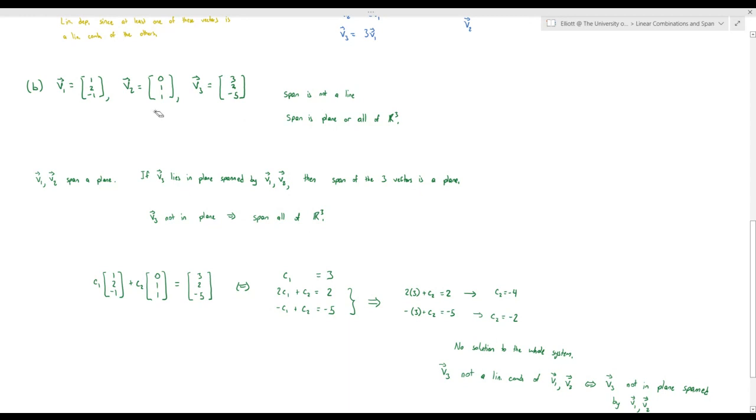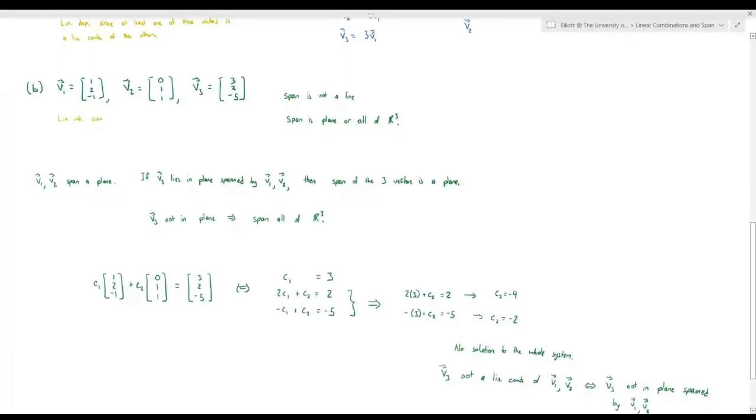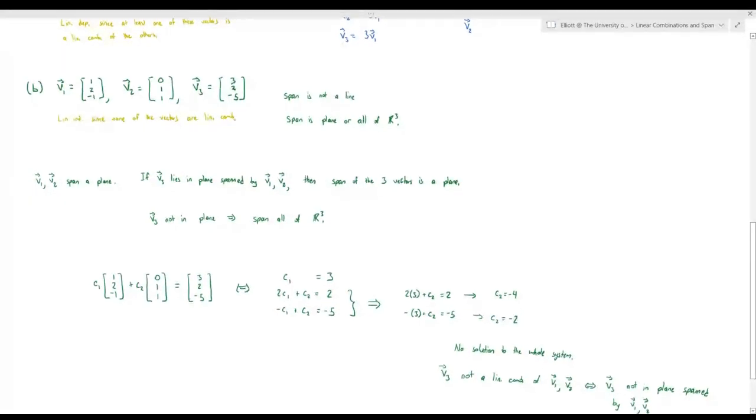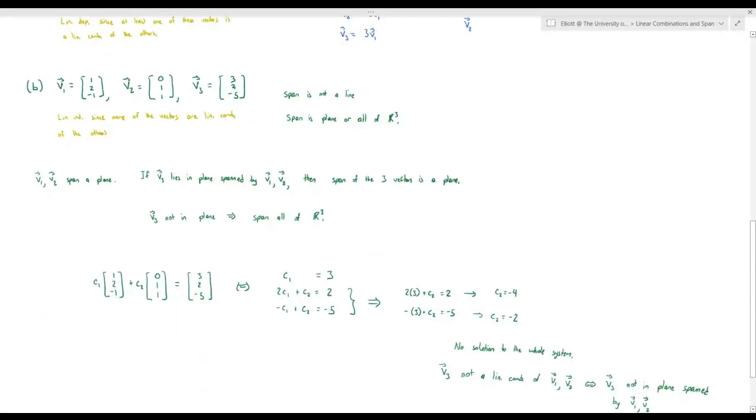So here in this example, none of these vectors are linear combinations of the others. So this would be an example where the vectors are linearly independent. None of these vectors are a linear combination of the other ones. Otherwise, they'd be coplanar and only span a plane, and we saw that that's not the case.